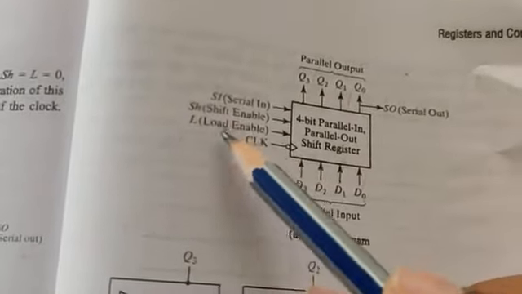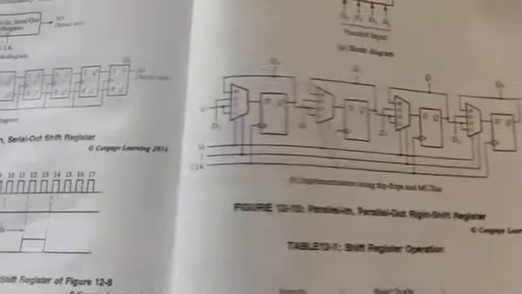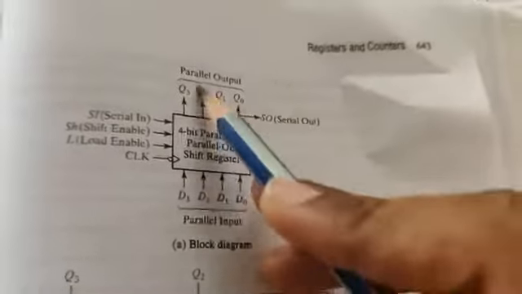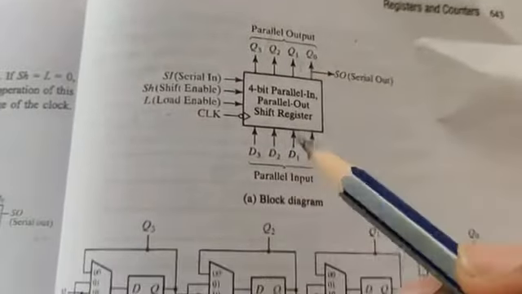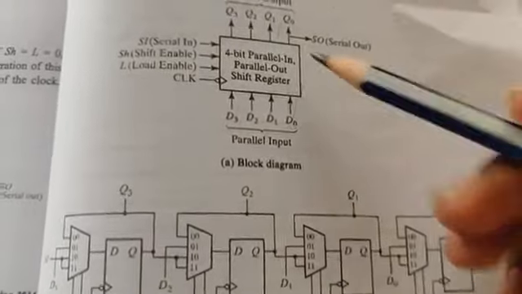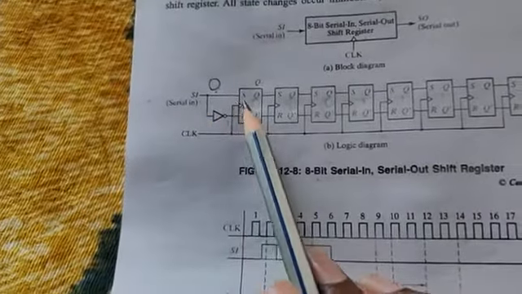Okay, so we have 2 more inputs here: shift enable and load enable. What is shift enable and what is load enable? Before that, note down the difference between serial in and parallel out. Serial in means only a single input and a single output. Parallel in parallel out means 4 inputs parallelly and 4 outputs parallelly. So in parallel in parallel out, 4 data inputs will be sent into the flip flops parallelly, and 4 data outputs will be sent out parallelly. That is 4-bit parallel in parallel out. Serial in serial out means a single input that will be shifted like this, and then sent to output.